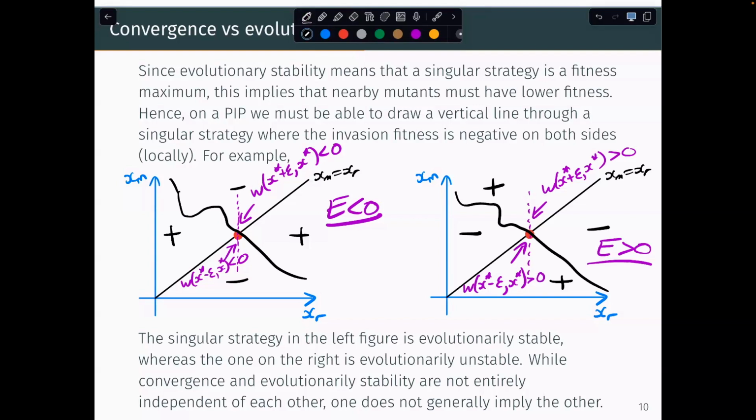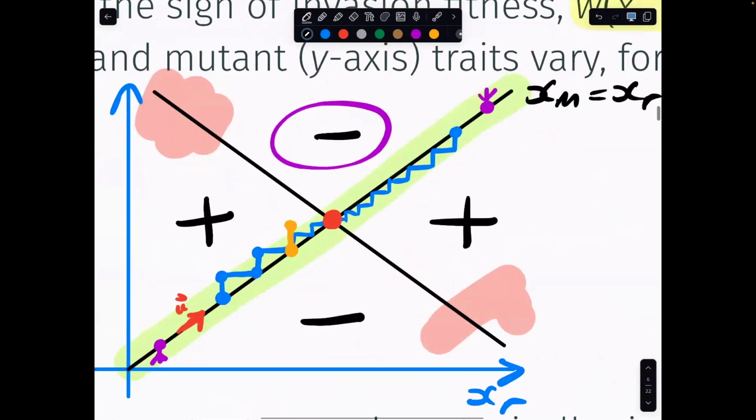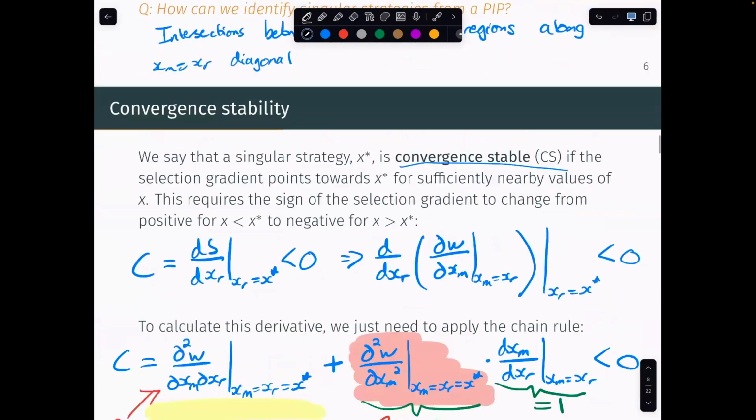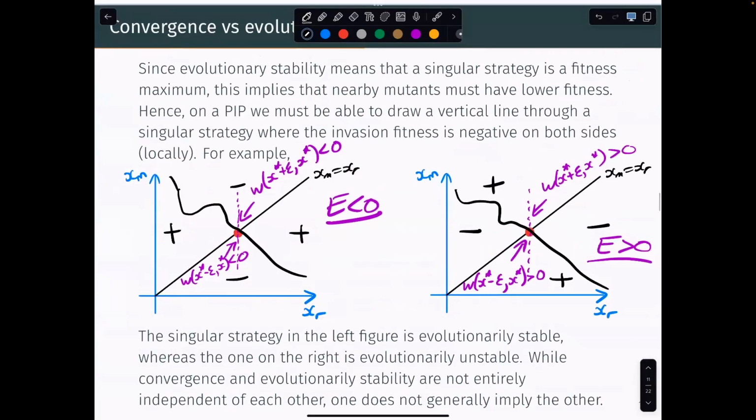So think about, when we go all the way back up here to our PIP earlier, I talked about convergent stability as intuitively being this blue staircasing. Can you move in these small little steps towards this red dot in the middle? That's your convergent stability. On a pairwise invasion plot, your evolutionary stability is all about this vertical line through those singular strategies. Is either side of that always in a negative region or always in a positive region?